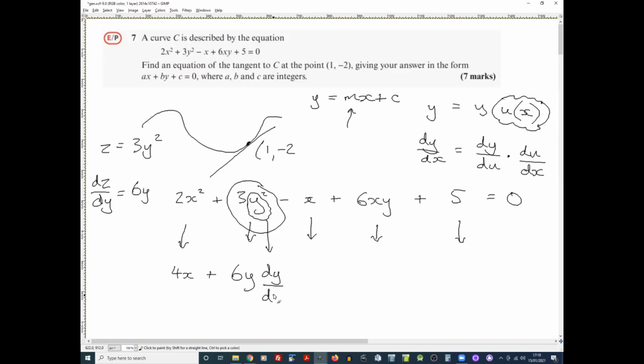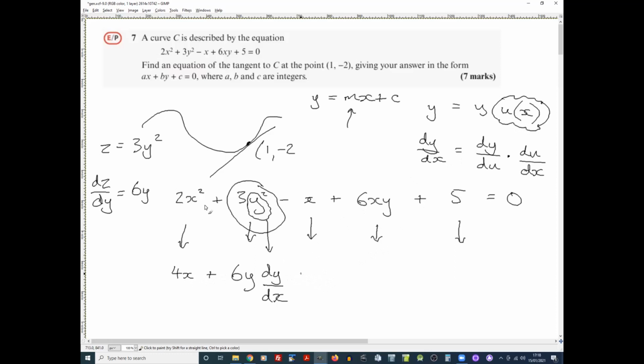Dy over dx. Exactly. So this is how we start arriving at what we want, which is dy dx. Even though we don't have y as an explicit function of x, we differentiate implicitly. We differentiate the implicit function of x with respect to x all the way through using the chain rule where necessary.